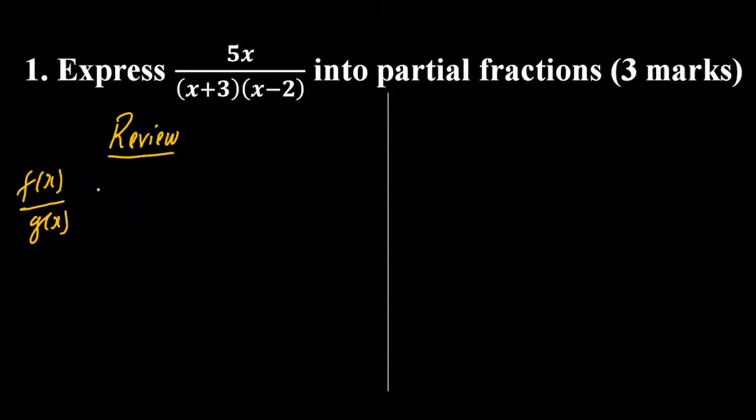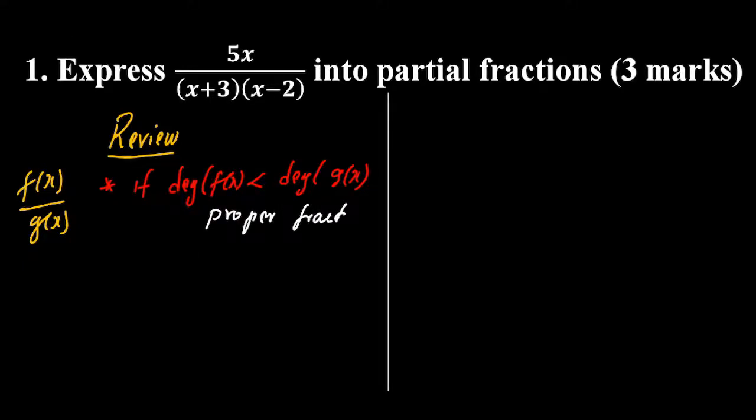We simply do that by comparing the degrees of the numerator and denominator. When we talk of the degree, it simply means the highest power of the numerator or the denominator. The first condition that we might look at is if the degree of f of x is strictly less than the degree of g of x. Here, what do we have? We have a proper fraction. So we are free to go directly to partial fractions.